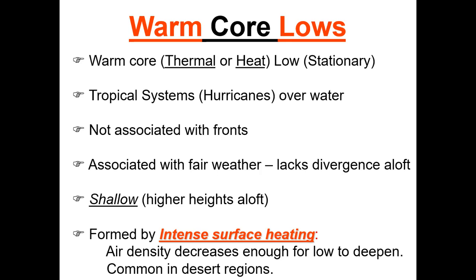The warm core lows, especially over land, are formed by intense surface heating, where the air density will decrease enough for a low to deepen or get stronger. And it's common in the desert regions of the southwest U.S. A lot of times in the July and August time period, you'll see a thermal heat trough set up over the valleys of California, Southern California.